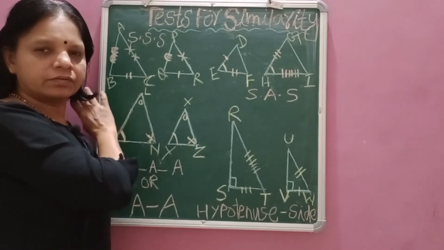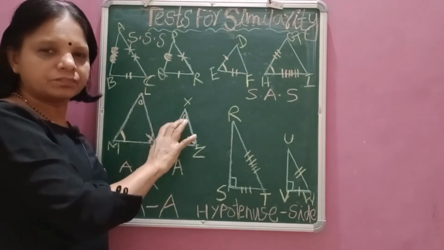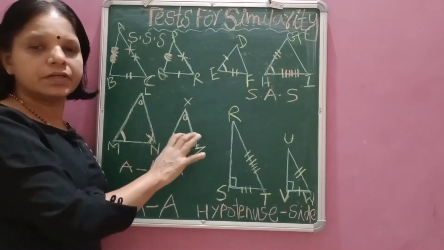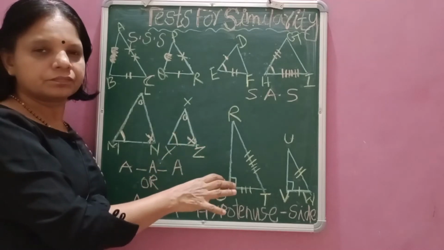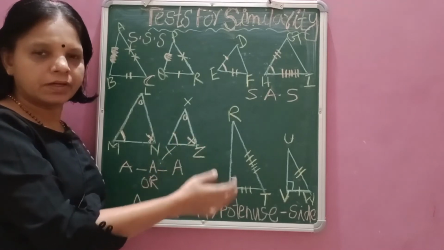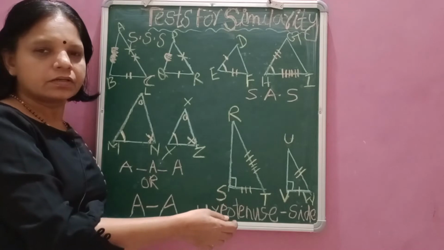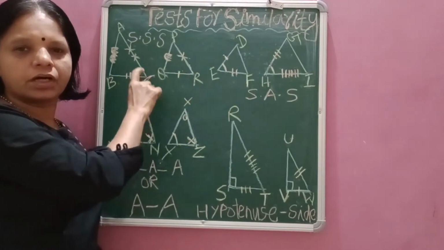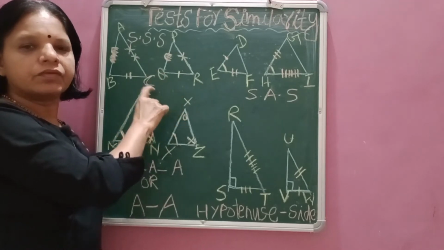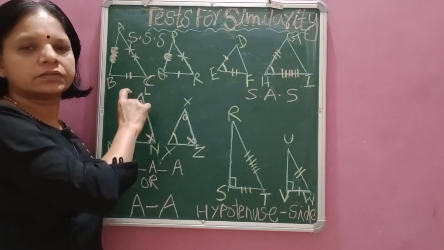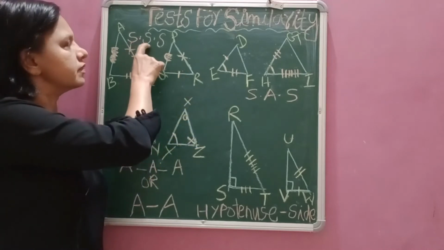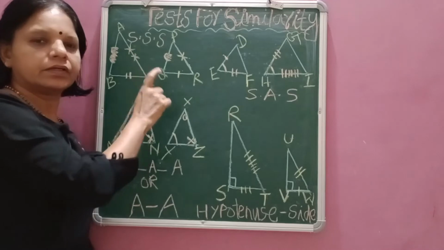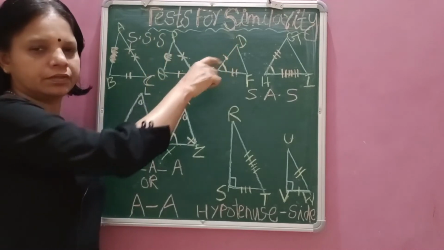Clear? Angles we have not tested. But from this, if you check the corresponding angles, they will be congruent. The remaining 3 will be automatically satisfied. If you check the corresponding sides, if their ratios are equal, then we can say that the triangles are similar by SSS. What is SSS? Side, side, side. This is a test for similarity.